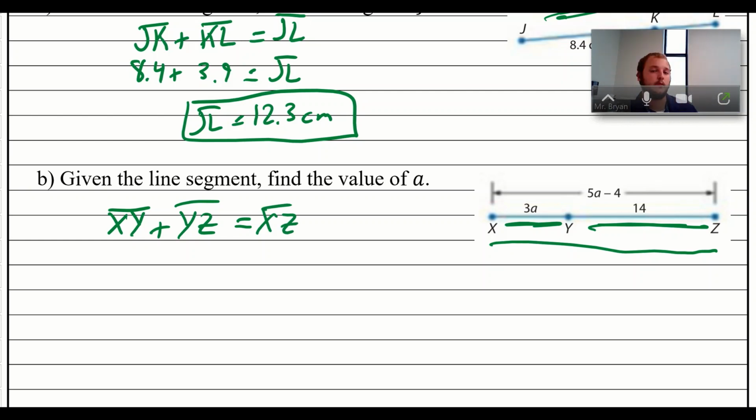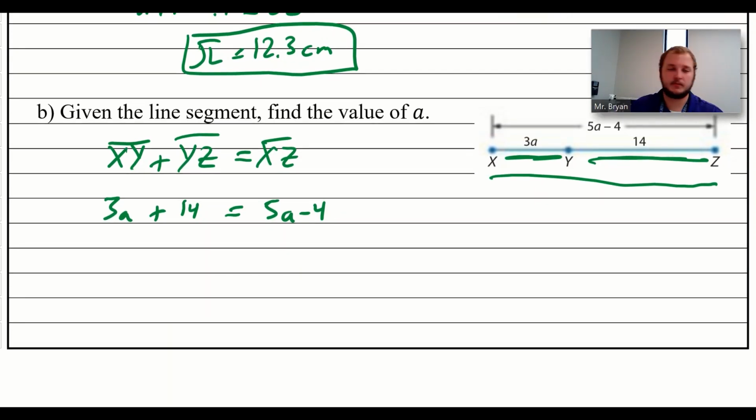Okay, so we have that here, and we do have all these lengths. Might not necessarily be numbers, might be some variables in there. But now we can write it in terms of numbers and variables. So XY is 3A, plus YZ, that's just 14. And then the length of XZ is going to be 5A minus 4. I've just plugged all these things in, substituting them in. And now I just need to solve this like an equation that I did last year in algebra.